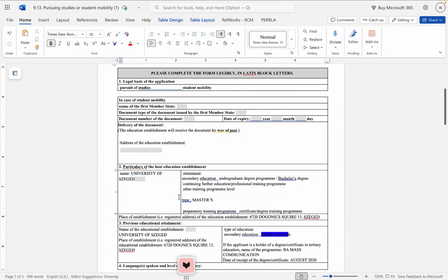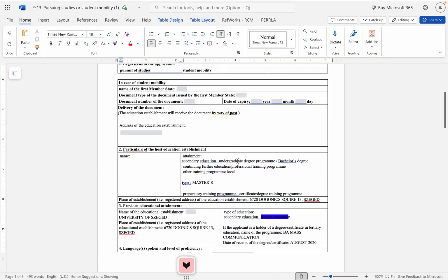So now, this one is for everybody. So now, you want to come here maybe to pursue your studies. That is where you're coming. So particulars of the host education establishment. So what university are you coming to? So the first one, you have been asked to state the name of the university. Okay, the name. So let's say you're coming to the University of Szeged. It should be in block letters.